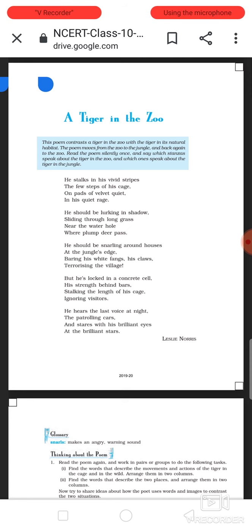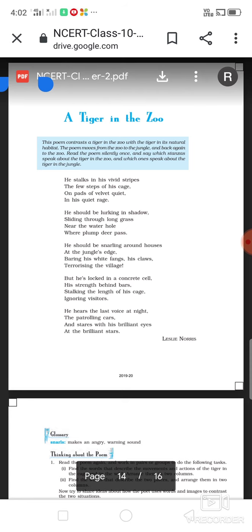But what is the present situation? He cannot do anything because he is caged. That is what the poet is saying. He is locked in a concrete cell. His strength is behind bars. Although he is very mighty, very powerful, his strength is behind the bars, stalking the length of his cage, and he is left with no other choice but to walk inside the length of the cage. And he doesn't want to see the visitors who have snatched his freedom forever.